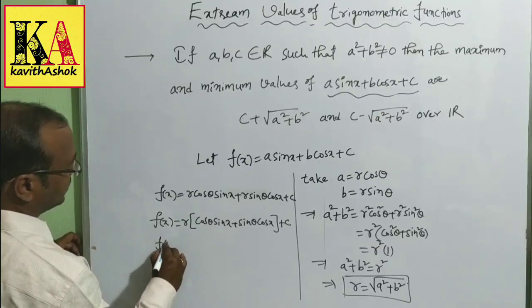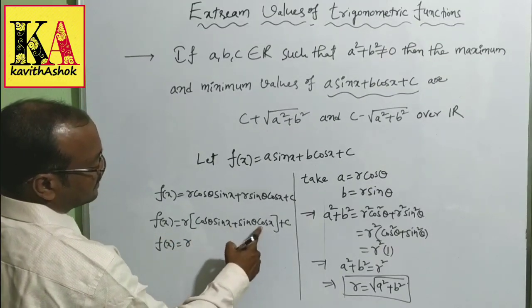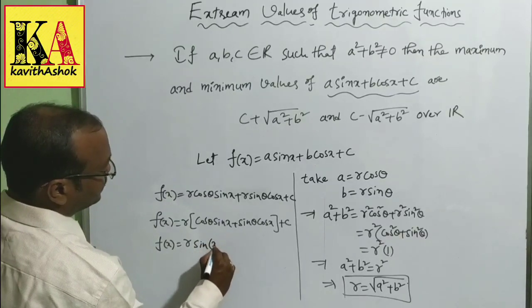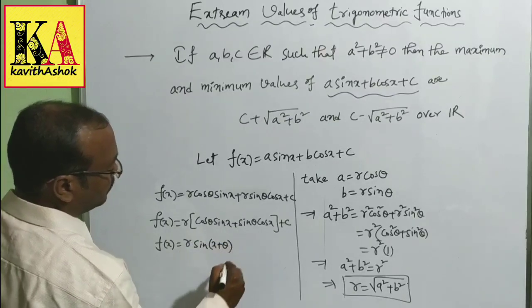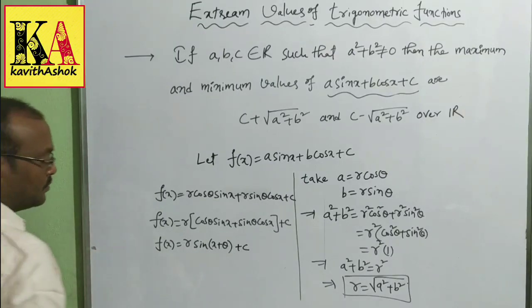Now f of x is equal to r into, this is of the form sin a cos b plus cos a sin b. So this is sin of a plus b. So then we can write sin of x plus theta, plus c. Now f of x is equal to this. This is the function.